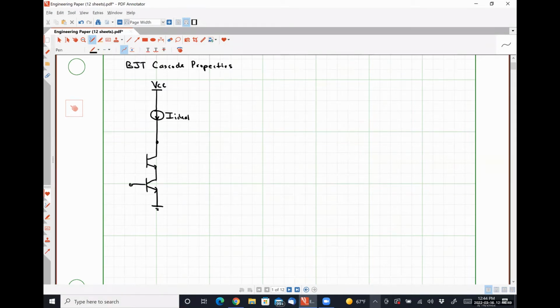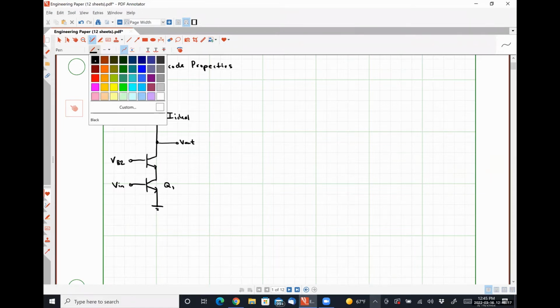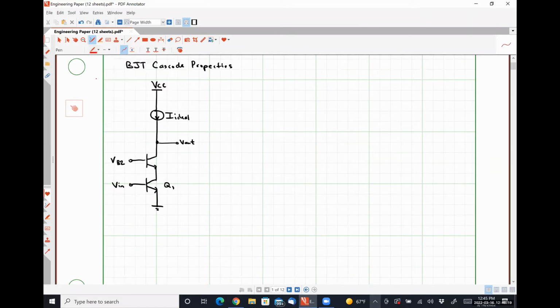So because it's a cascode amplifier, we do have this stacked transistor configuration. Our input voltage is applied at the base of transistor Q1. And then stacked on top of transistor Q1, we have what can either be thought of as a current source, which is perfectly reasonable, or we can consider this top transistor to be a common base stage. So let me explain what I mean by that real quick.